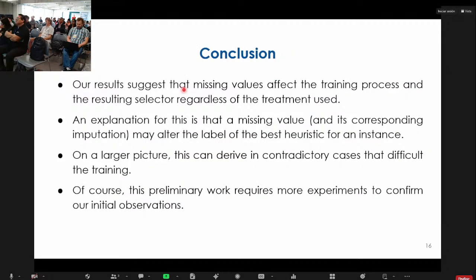And for our conclusions, we suggest that missing values affect the training process and the resulting selector regardless of the treatment used. What we think, as an explanation of this, is that the missing values and the imputation may also alter the label of the best heuristic for an instance. In a bigger picture, this can lead to contradictory cases that can make the training difficult, and we need more experiments to confirm our initial observations.